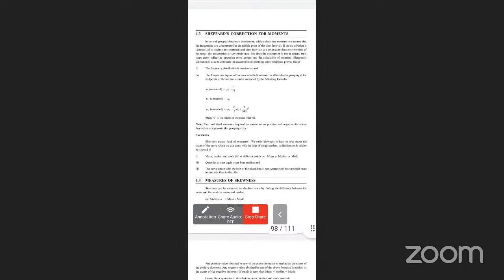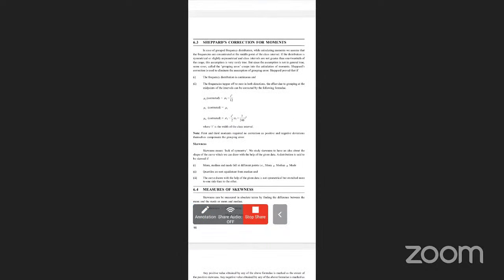So here you can see, in the case of a grouped frequency distribution, while calculating moments, we assume that the frequencies are concentrated at the midpoint of the class interval. This assumption is true if the distribution is symmetrical or slightly asymmetrical and the class intervals are not greater than 1/20th of the range. Since the assumption is not in general true, the error is called grouping error. It creeps into the calculation of moments. Sheppard's corrections are used to eliminate the grouping error.